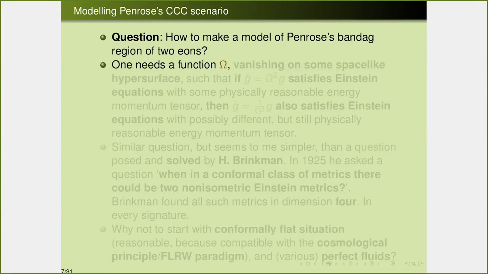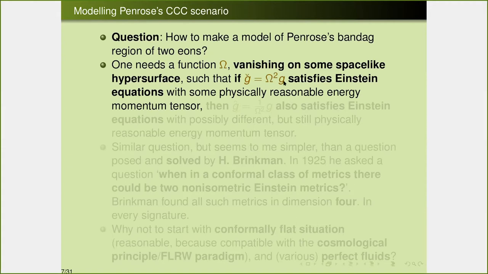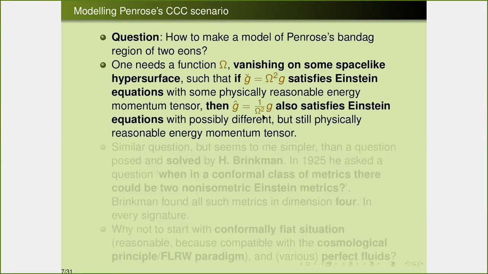So what one needs? One needs a function omega vanishing on some spacelike hypersurface such that if G check is omega squared times G, satisfies Einstein equations with some physically reasonable energy momentum tensor, then G hat, 1/omega squared times G, also satisfies Einstein equations with possibly different, but still physically reasonable energy momentum tensor. And you see, if you have three metrics, G, G check and G hat, and you are looking for function omega and these three metrics so that this metric satisfies some Einstein equations and this metric satisfies some Einstein equations, it is quite a rigid problem. It is a very stringent problem.